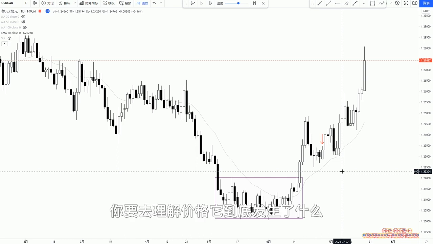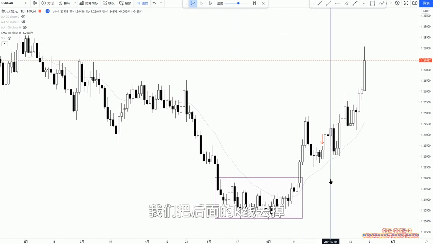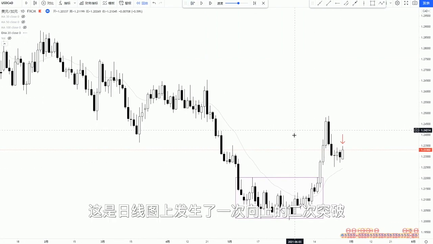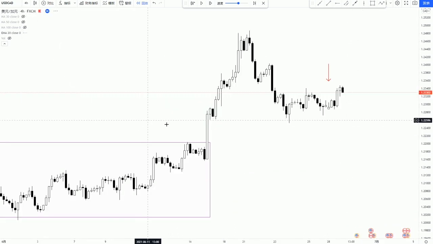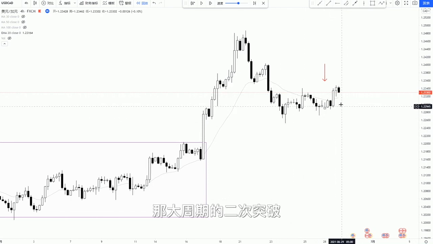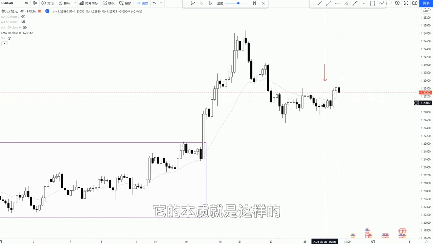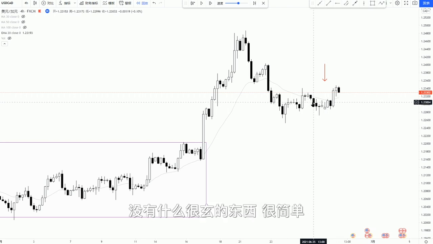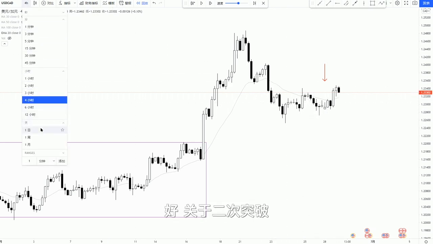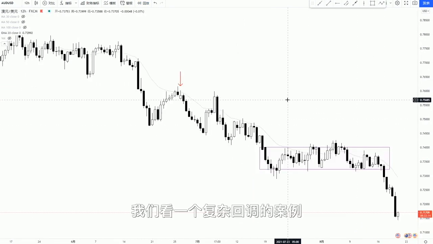What is its nature? So what happens to this second breakthrough, for example? Let's get rid of the K line at the back. This is a secondary breakout to the upside on the daily chart, so let's go to the 4-hour cycle. The small cycle can see that it is very obvious that the two forces of the long, the second breakthrough of the big cycle, the high second of the big cycle, is the two forces of the small cycle long. Its nature is like this, there is nothing very mysterious, things are very simple. Okay, so I'm going to leave you with the second breakout.